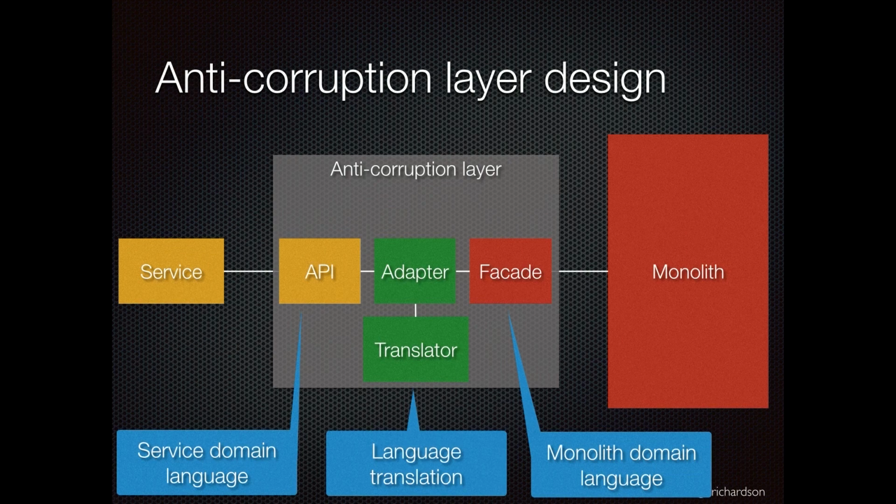And then between the two is an adapter that implements the API of the corruption layer, and then uses a translator component to translate between the two different domain models. So there's two APIs, and then between them is a translation layer that translates from service domain model concepts into monolithic domain model concepts, and vice versa. And in some cases, the anti-corruption layer is this bidirectional layer.